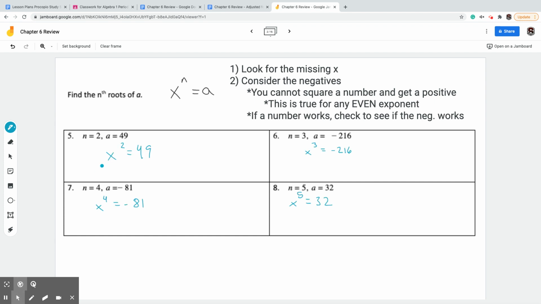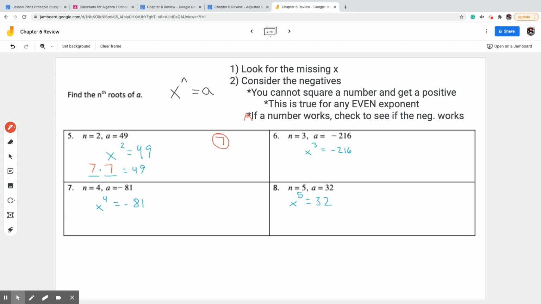Now, how do we actually solve these? Well, let's see. 5 is saying a number times itself 2 times equals 49. So we're going to have to think, what could that number be? You could look to your power reference sheet or just recall that, oh, that's right, 7 times 7 is 49. So 7 is going to be my answer.